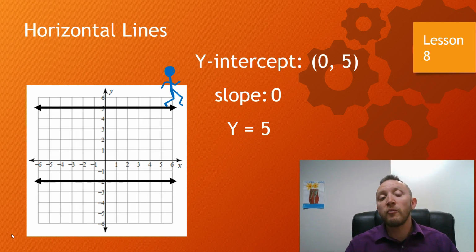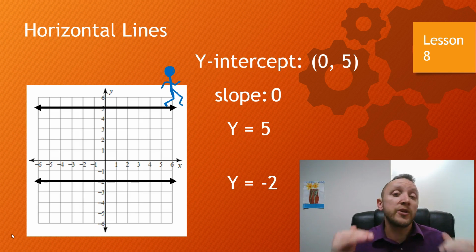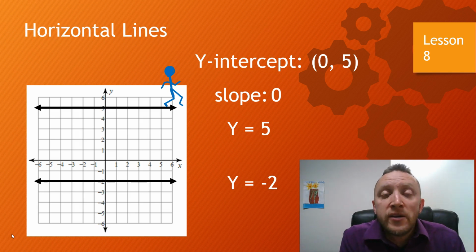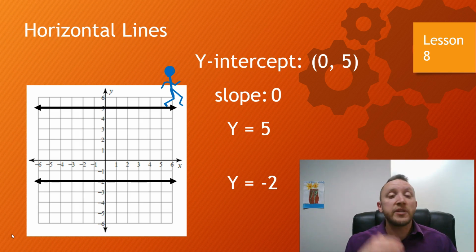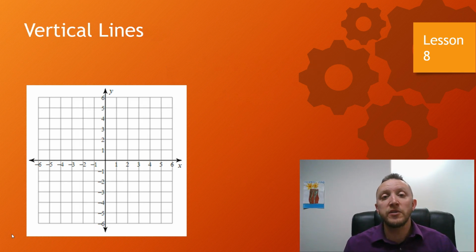Let's get another example. What would this one be? We look at where our y-intercept is. In this case, our y-intercept is at -2. And so our equation would just be y equals -2. If you notice, when you're dealing with a horizontal line, it's always going to be y equals whatever the y-intercept is. So if the y-intercept is at 5, it's going to be y equals 5. If it's at -2, it's going to be y equals -2.